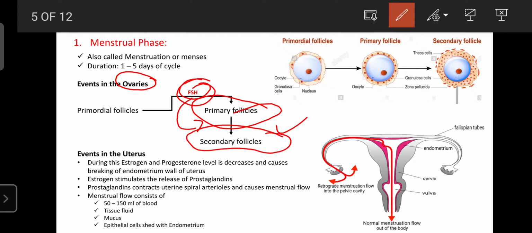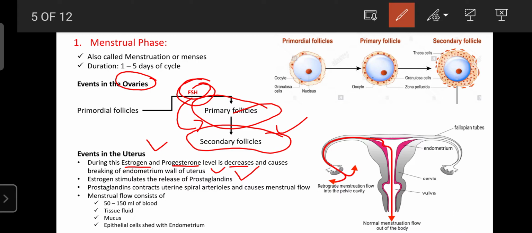Now we will discuss the changes in the uterus. At the same time, the uterus is also prepared for the menstrual phase. During the menstrual phase in the uterus, the estrogen and progesterone levels decrease. With decreased estrogen and progesterone, the proliferation of the endometrium, simply the development of the endometrium, stops. This causes the breaking of the endometrial wall of the uterus, which is why in the menstrual flow we get fine threads of tissue. These are the broken endometrium of the uterine walls. Where the estrogen and progesterone levels decrease, this can stimulate the release of prostaglandin. Prostaglandin is a local hormone.